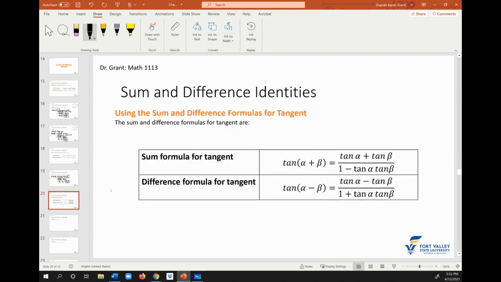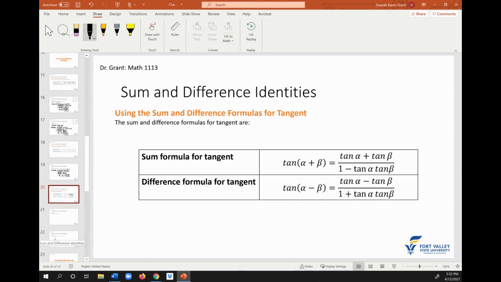Nothing really different when it comes to tan. Of course, we can derive these. It will take us quite a bit of time to derive them, and I found that students don't really care about the derivation of these formulas, so I'll just give you guys the formulas.